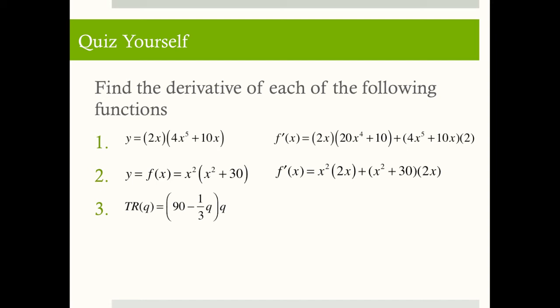And then finally, total revenue, TR, as a function of Q, equals 90 minus 1/3 Q times Q. Then the derivative, using the product rule, and I've written this out in long form, the derivative of total revenue with respect to quantity is 90 minus 1/3 Q times 1 plus Q times negative 1/3.